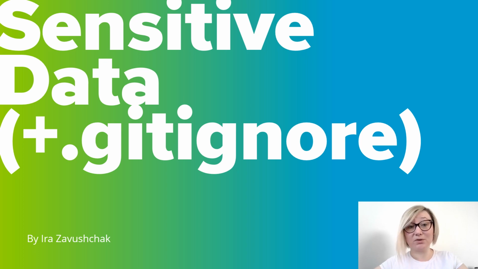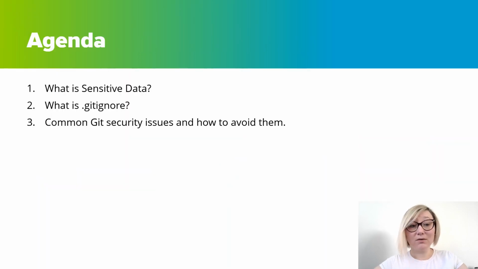Today we are talking about sensitive data and the gitignore file. Also, we are talking about what sensitive data is, what a gitignore file is, common Git security issues, and how to avoid them.